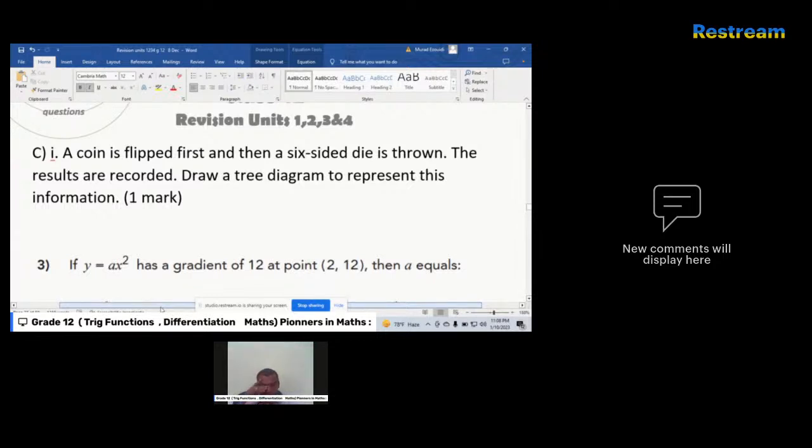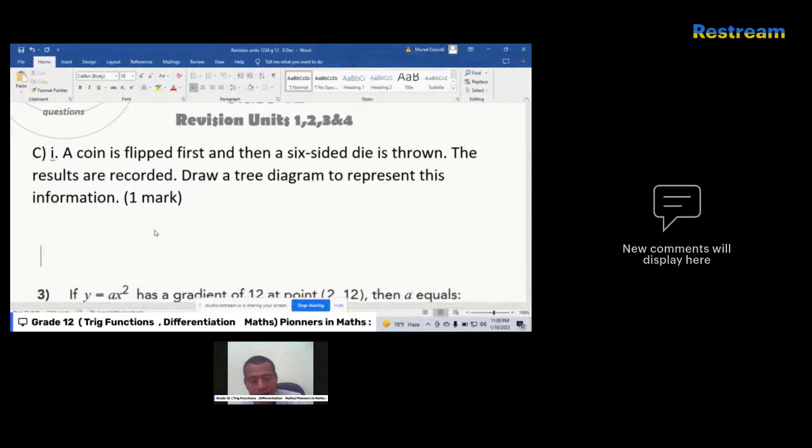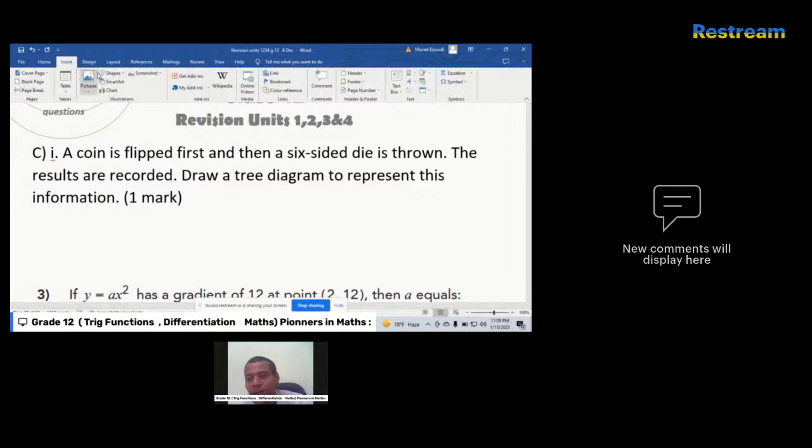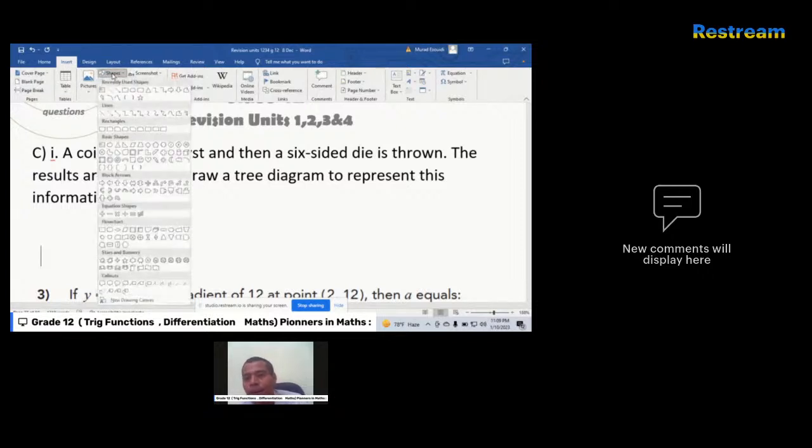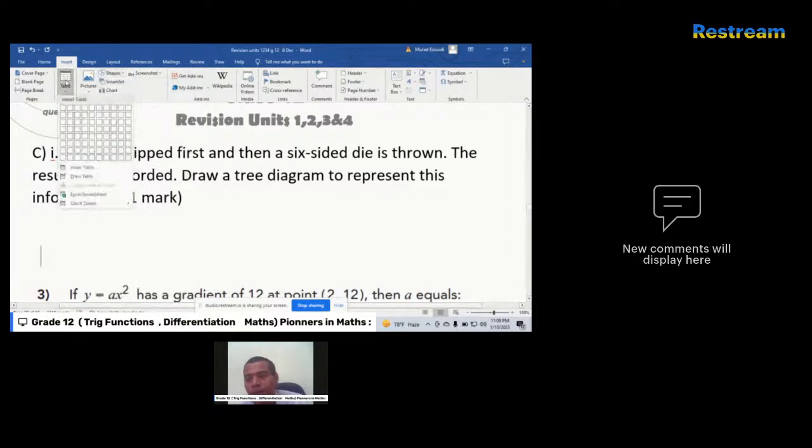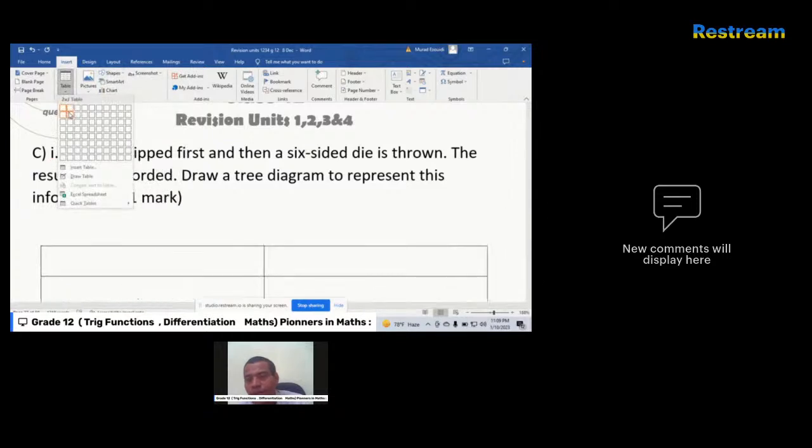So here we have a coin, and we have a dice that consists of 6 numbers: 1, 2, 3, 4, 5, and 6. I will just write like that. I will try to insert here a table. So we call tables and numbers. So I make 7.